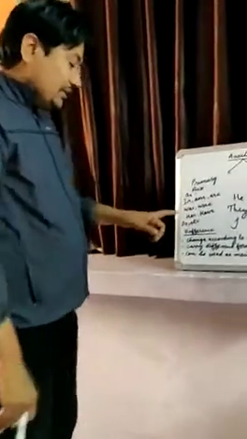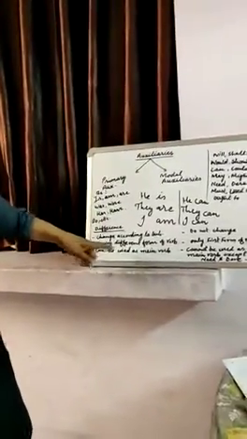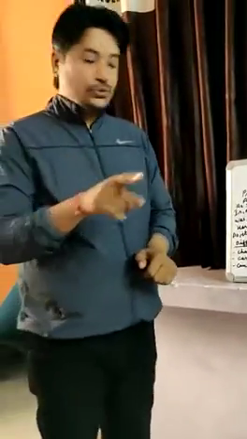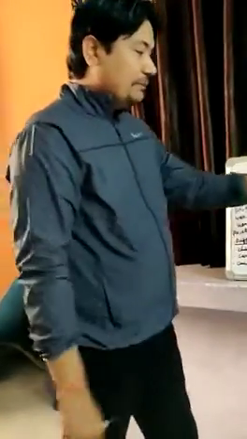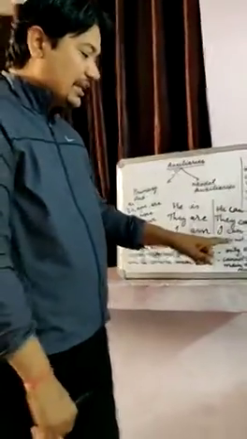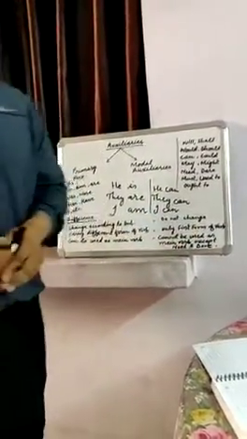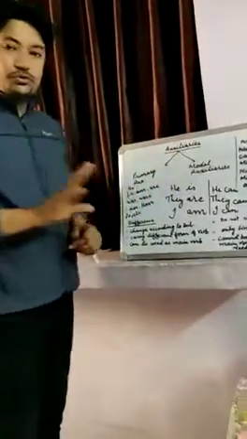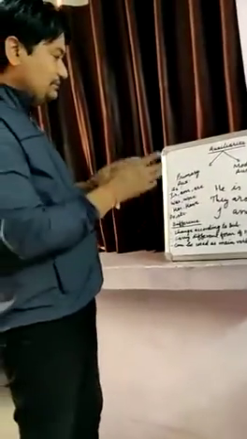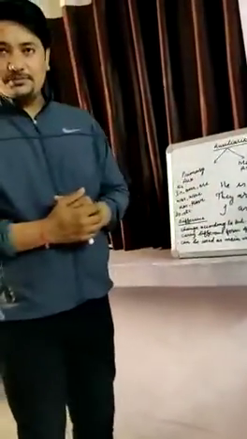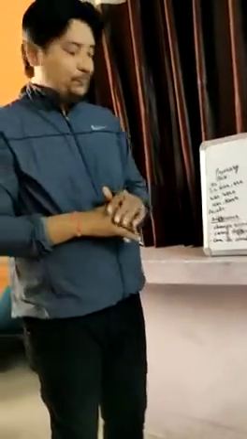Third, primary auxiliaries can be used as main verb, but modal auxiliaries cannot be used as main verb except need and dare. Only need and dare can be used as main verb, rest cannot be used. So that is the difference between primary auxiliaries and modal auxiliaries. I hope, is it clear to you?